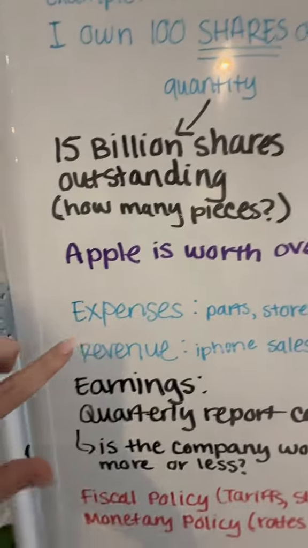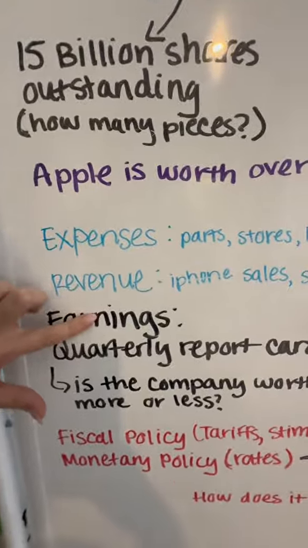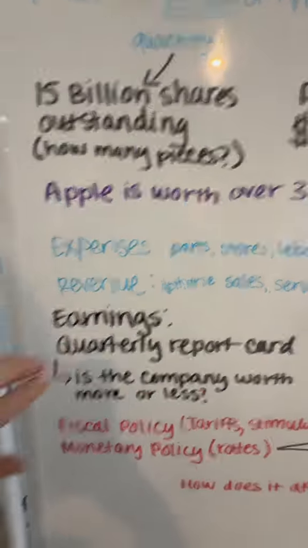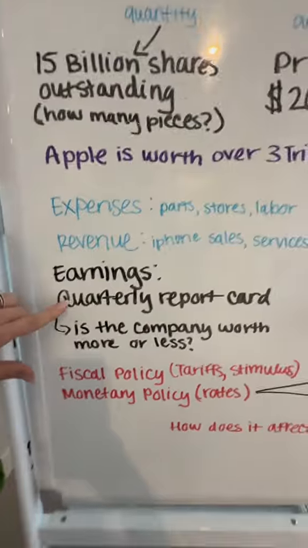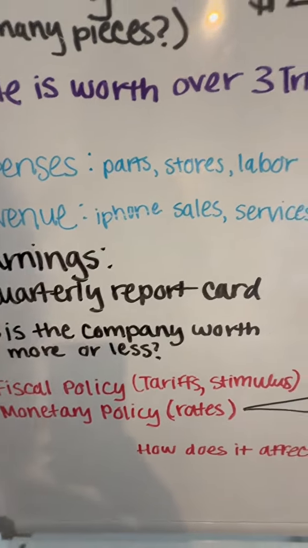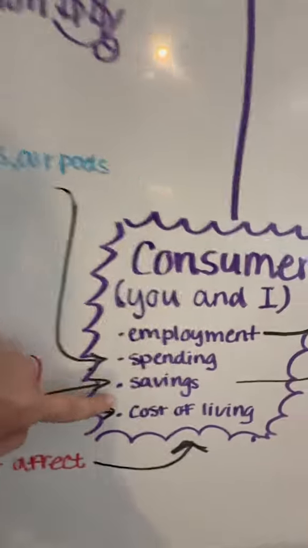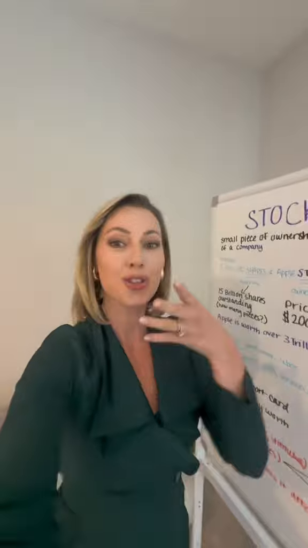To understand that value, Apple has a cost to operate: expenses, which are parts, stores, labor, and revenue that it gets, iPhone sales, services. They tell us what they've done quarterly through earnings. It's like their report card, which tells us how much the company is worth. Is it worth more? Is it worth less? And lots of things affect that. Revenue has to do with where you are spending your money. This is just the company.